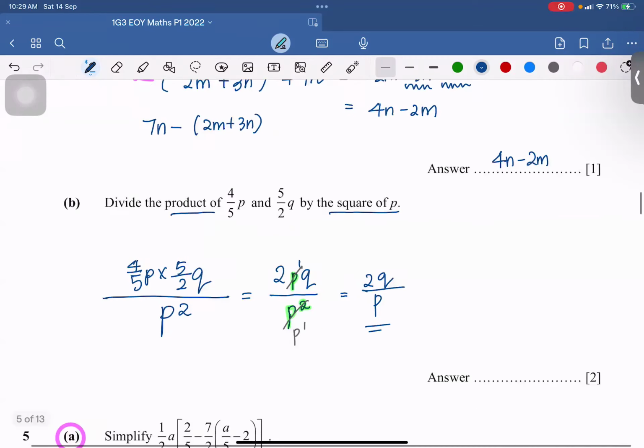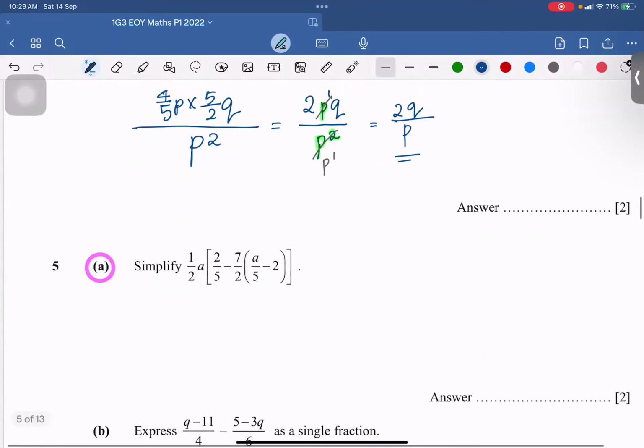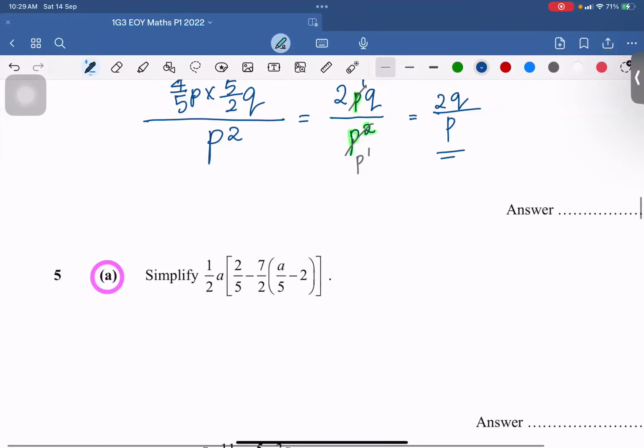Okay, next question, simplify this. This one looks a little bit more complicated. We shall do the innermost bracket first. So all the inner brackets first. So I'll keep half a, and this is still 2 over 5. I'm going to multiply negative 7 over 2 times this. So this is actually negative 7 over 2 times 1 over 5. Please use your calculator. Anyone give me the number? What is negative 7 over 2 times 1 over 5? No number? Hello?